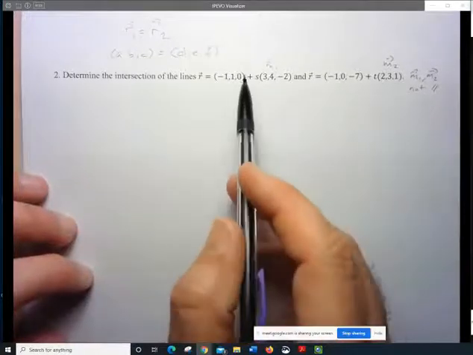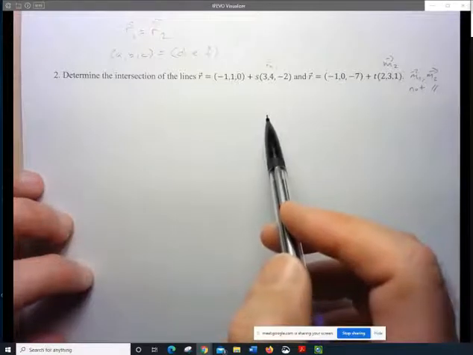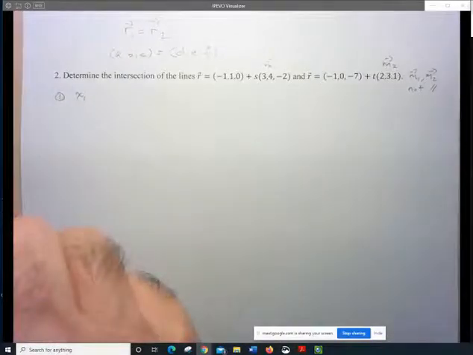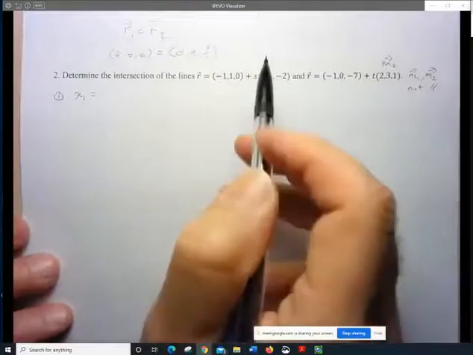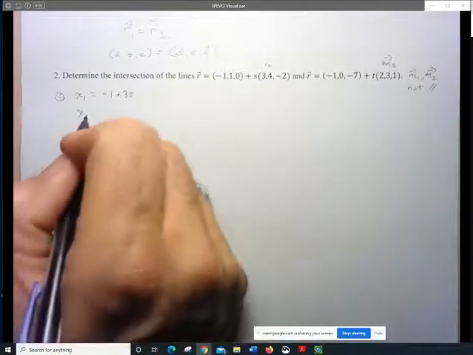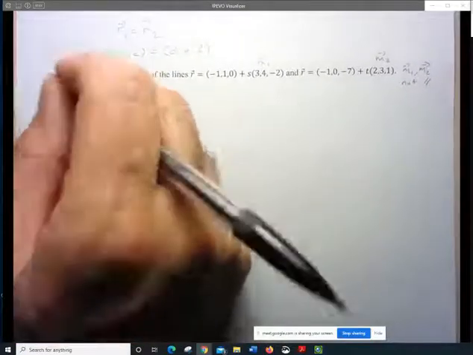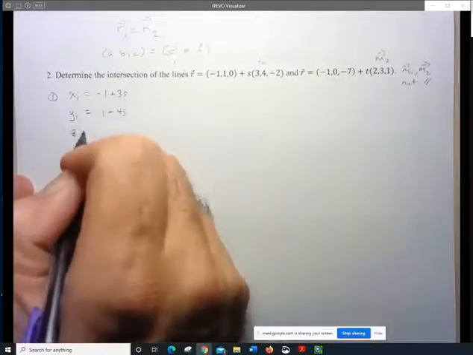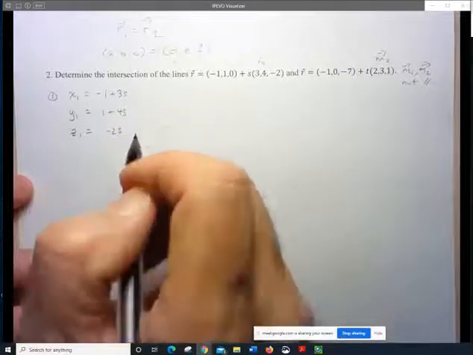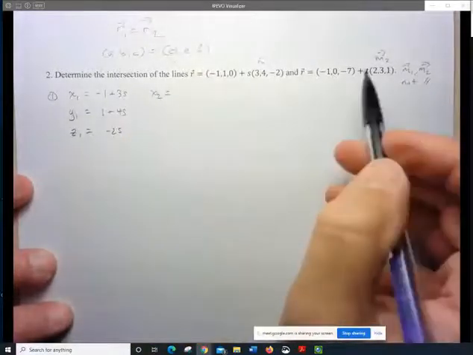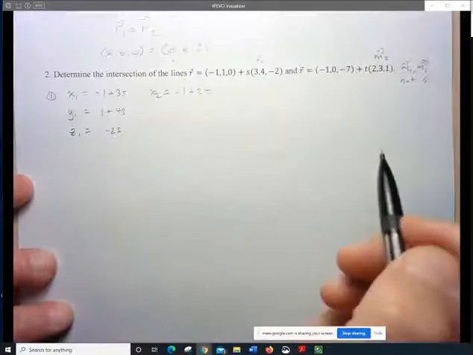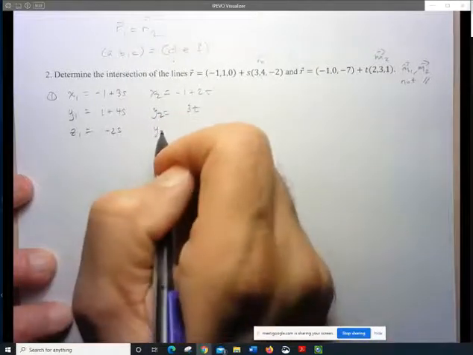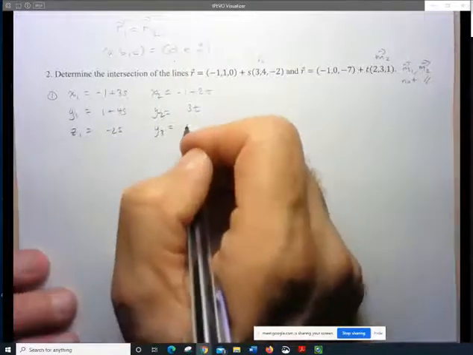So instead of working with the vector equation of this line, I think what I'm going to do is work with the parametric equation of the line. Because if I take the x component in my first, what do I have? I have negative 1 plus 3s. And then my y component in the first line is 1 plus 4s. And then the z component is going to be 0 minus 2s, so negative 2s. And then here we have that x2 is equal to negative 1 plus 2t. Okay, and then we have y2 is equal to 0 plus 3t. Okay, and then I have y3 is equal to negative 7 plus t.